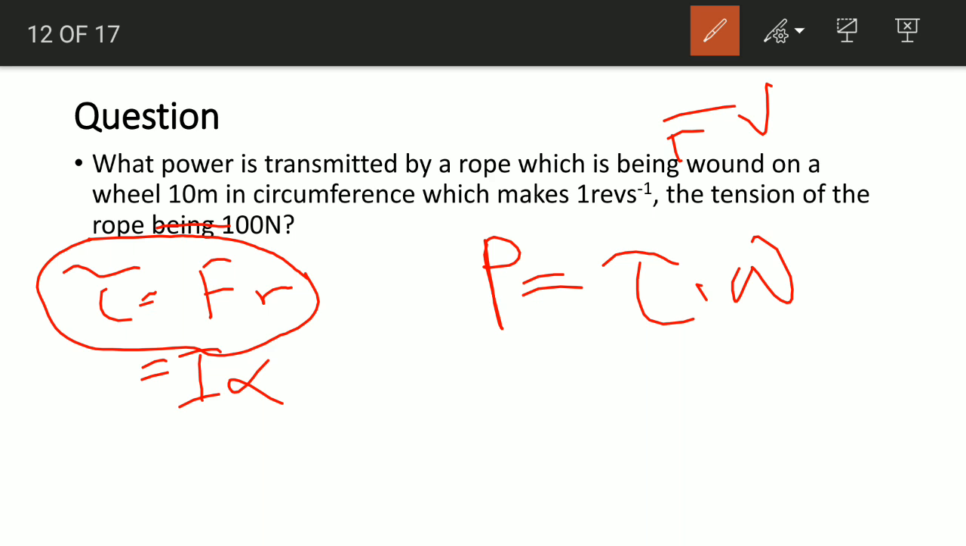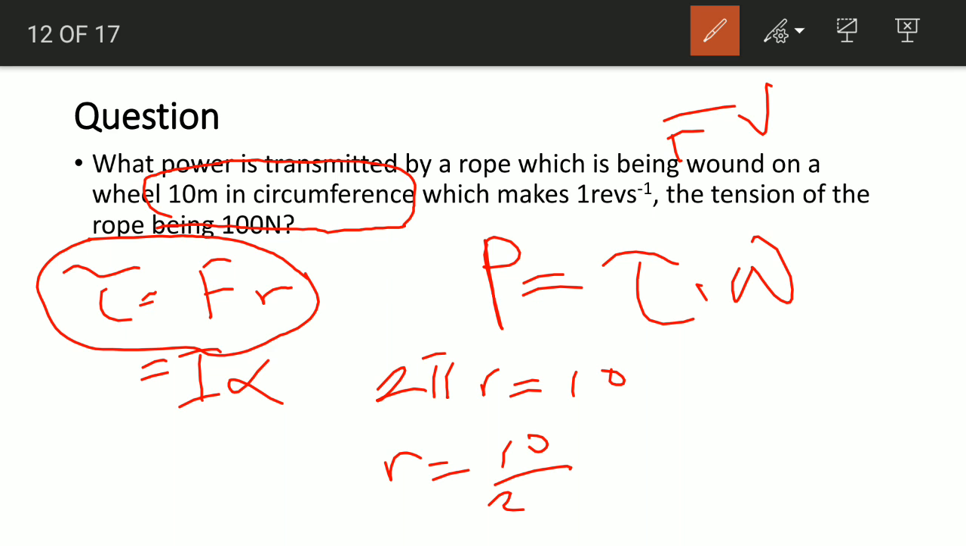It says it is 10 meters in circumference. Okay, and what is the value for circumference? Circumference is equal to 2 pi r. So the circumference here is equal to 10 meters. So that means the radius now will be 10 over 2 pi, and 10 over 2 pi here means 5 over pi meters. So the radius of this particular wheel is 5 over pi meters.